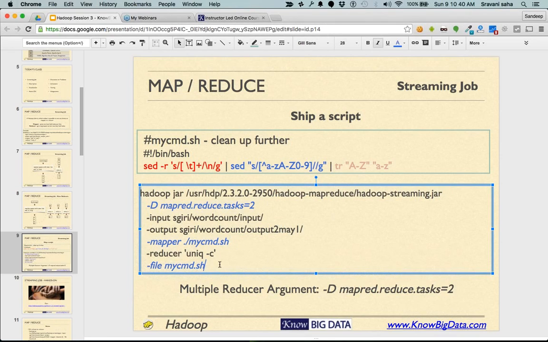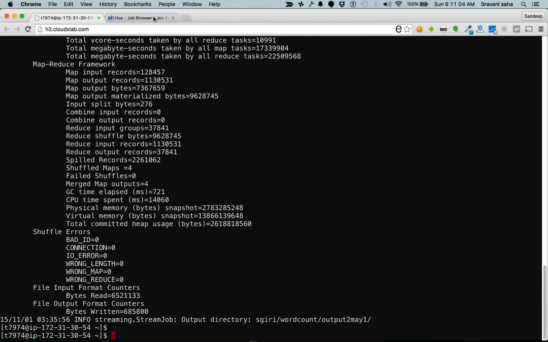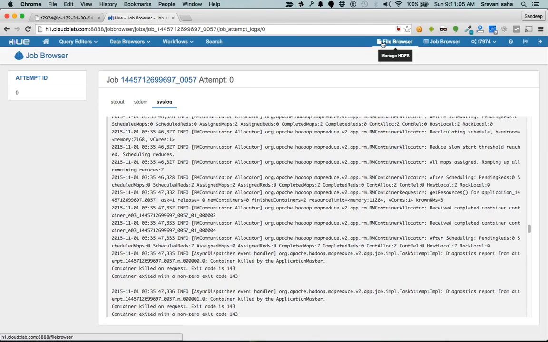Now the other aspect is you can change the number of reducers by using this particular argument. You can change the number of reduce tasks by saying -D mapred.reduce.tasks=2. So now there will be two files in the output folder. Let's have a look. How many files are there in the output folder?